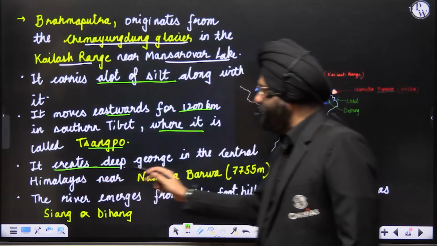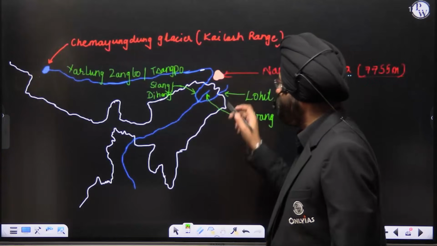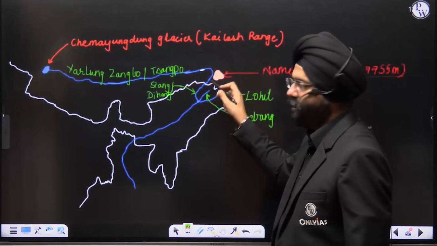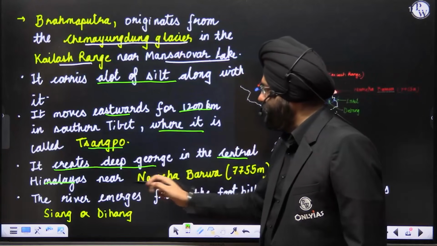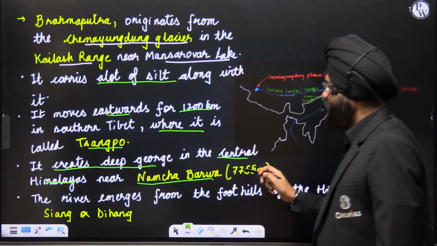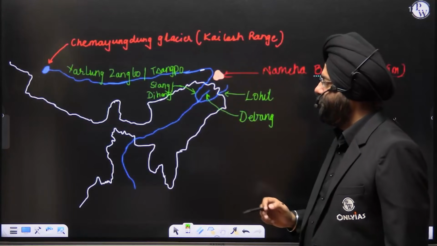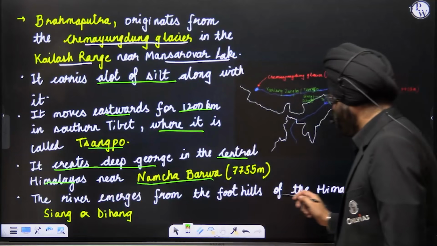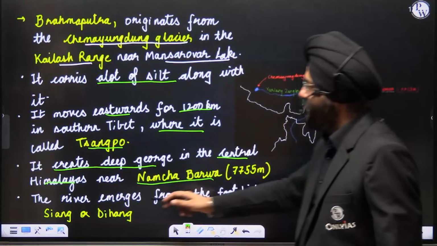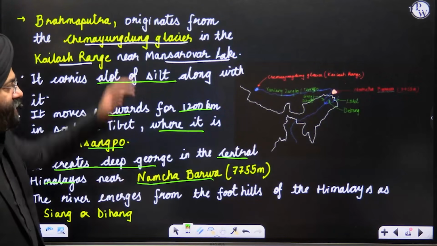Then it enters India. It creates deep gorges in the central Himalayas. Where does it create deep gorges? In the central Himalayan region here. Very deep gorge. And near the Namcha Barwa, 7755 meters. So where is Namcha Barwa? Here, Namcha Barwa. The river emerges from the foothills of the Himalayas as Siang and Dihang. Siang and Dihang. Now, this is a description.